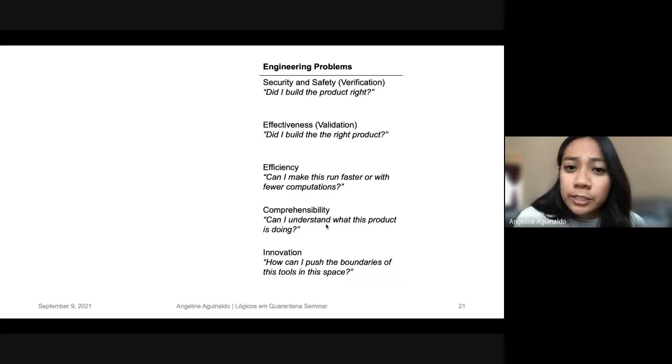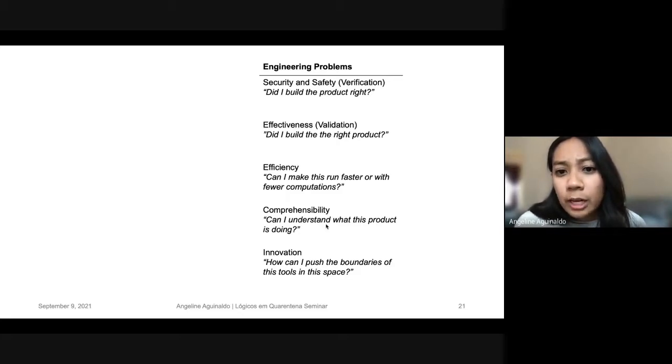Another problem is efficiency. So can I make this code run faster or with fewer computations, with a smaller memory footprint? All of these are things to consider when trying to develop tools. How efficiently can this particular system or process run?